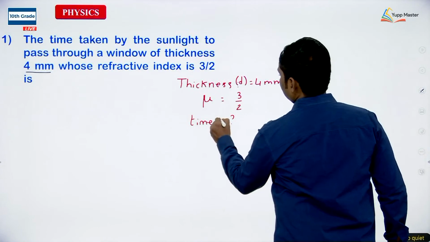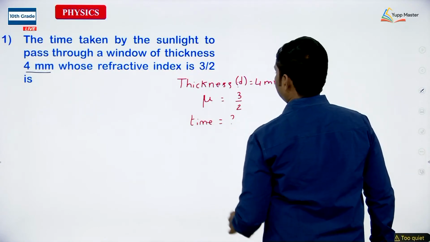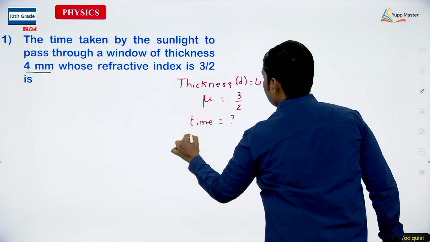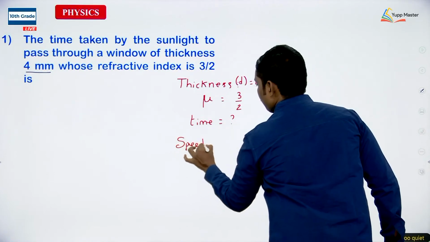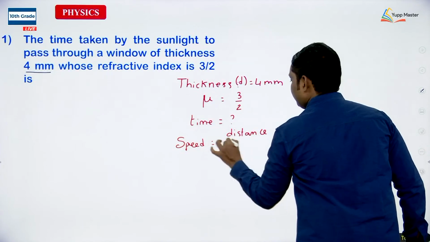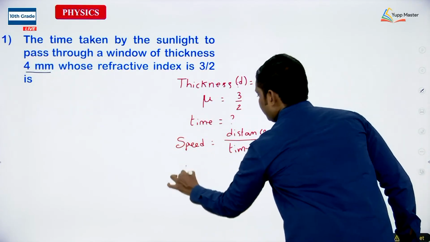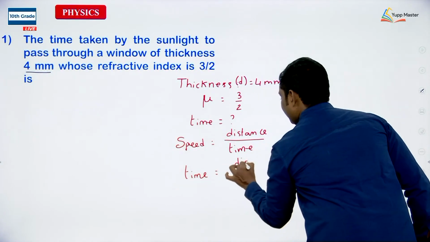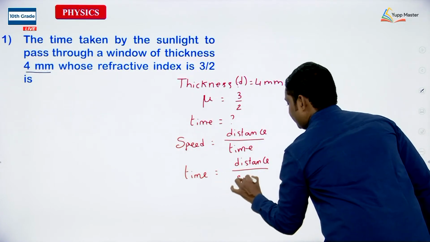If you are going to solve this problem, speed is equal to distance by time, you know very well this is a general formula. Therefore, time is equal to distance by speed, all right.